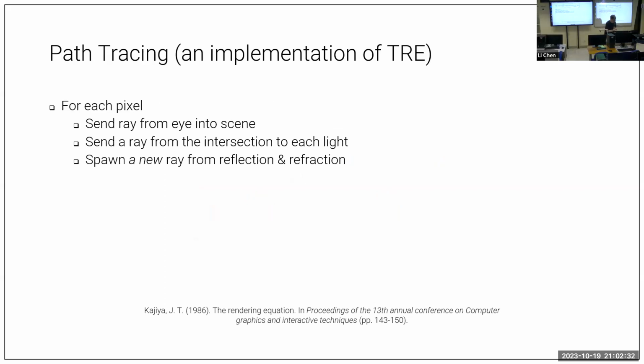So the third optimization is here: spawn a new ray from reflection and refraction. We are no longer dealing with L_{i,j}, L_{i,j+1}, things like that. We only do two things, two rays: one for the reflection, one for the refraction. So we only shoot two rays. So this is the third optimization.